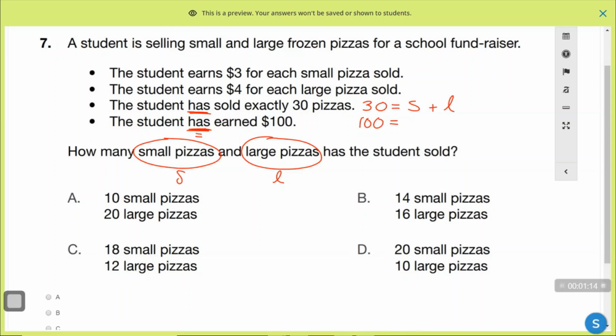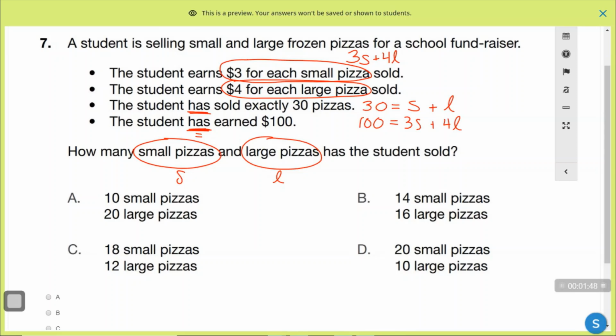Now, what's 100? 100 is the money sold. I can't just add my small and large pizzas to get the money. I have to look at how much each one was worth. And we're given that up here, $3 for each small pizza. That means the money from a small pizza would be represented by the expression 3S. All right, $4 for each large pizza means that the money from the large pizzas would be represented by the expression 4L. And if we add those two together, we will get our total money earned. And that's what we see there to get our system of equations.